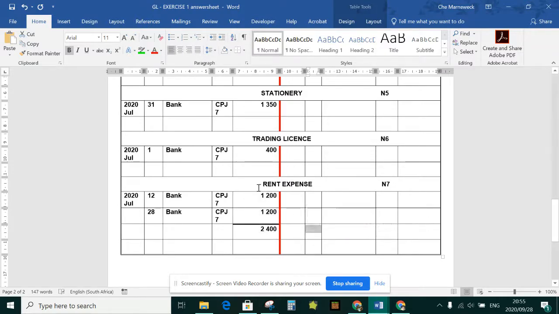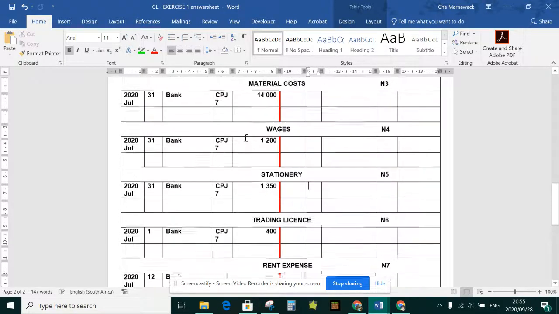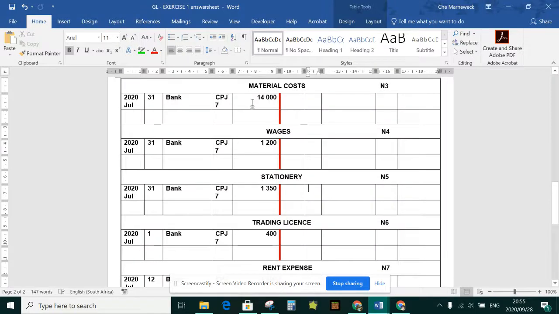I'm just right aligning my figures. I just like to do that on the computer. As long as you've written it in the box, it's okay. You don't need to write the rand sign. We're in South Africa, so we assume the currency is rand. If it wasn't rand, then I guess you'd have to fill in the currency.